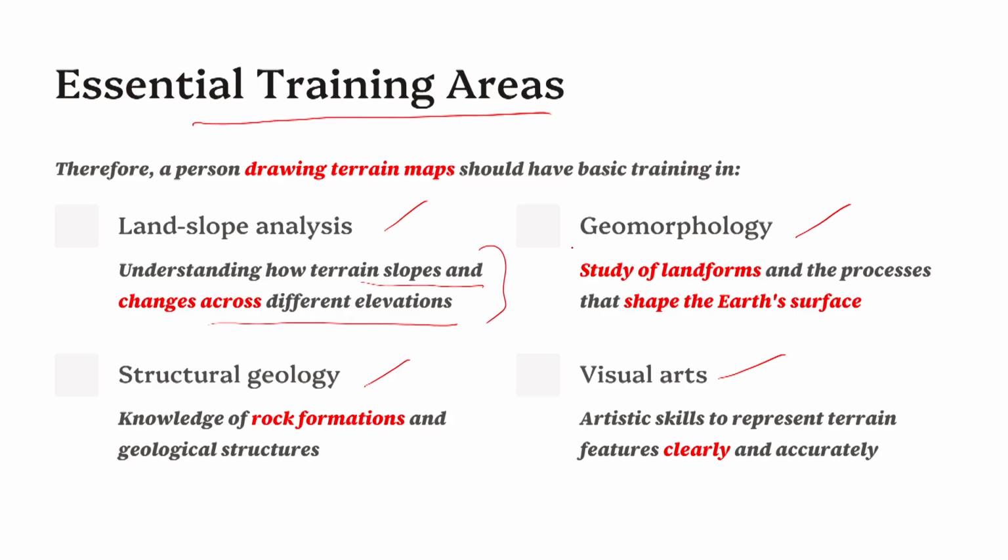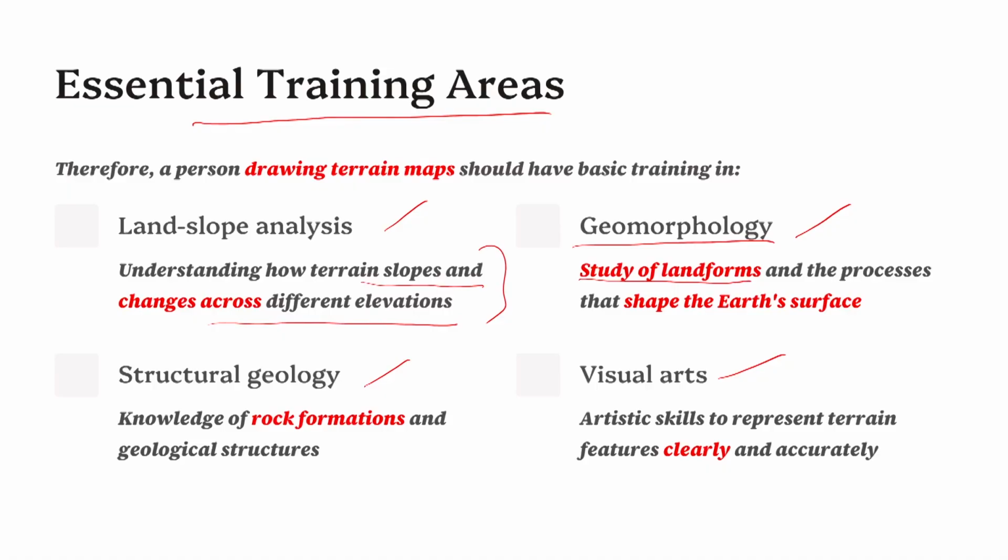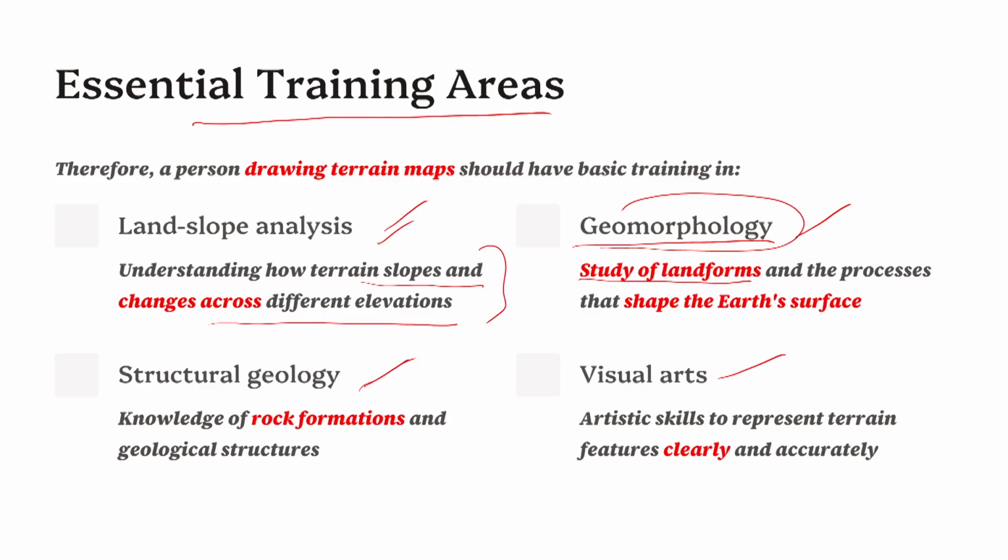we need. Then geomorphology: we know it is the study of landforms, how they change throughout the year, the cycle of erosion, transportation and deposition, how it occurs. So, a geographer, a cartographer, needs land slope analysis as well as geomorphological knowledge. Then structural geology: if you have a rock, what is the time scale, when was the rock formed, the different types of rocks. This kind of structural knowledge a cartographer must also have.